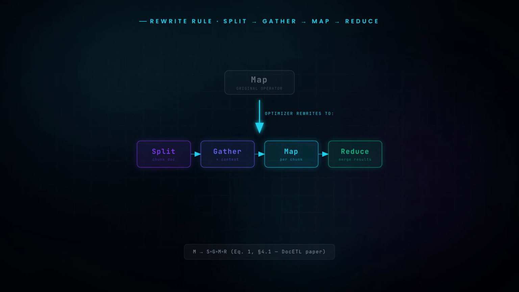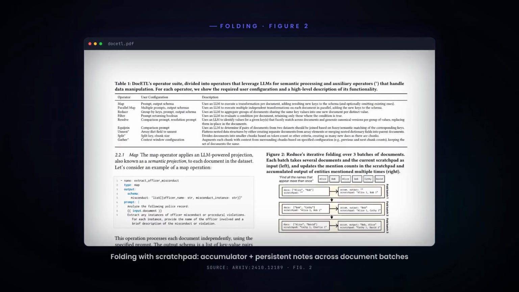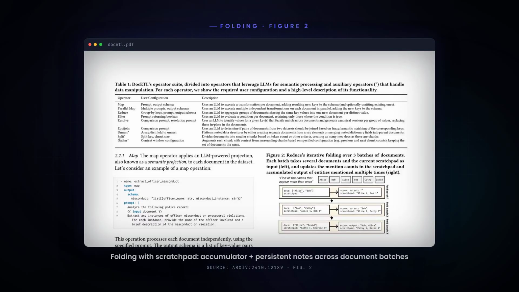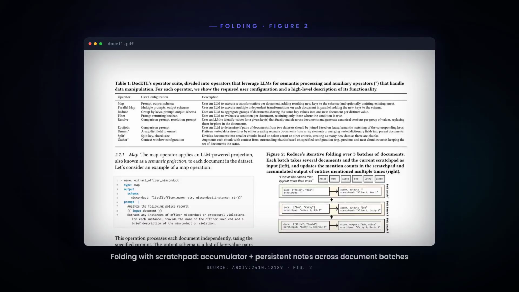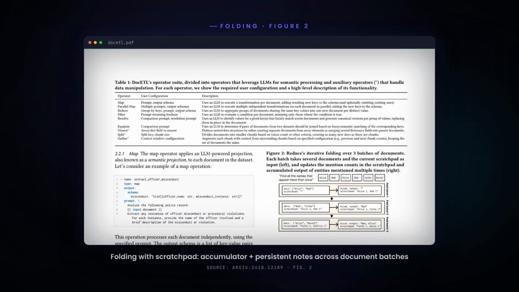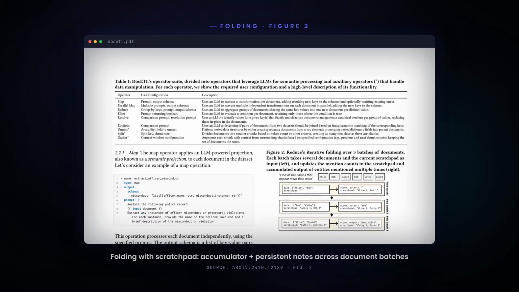DocETL defines 13 rewrite directives in 3 categories. These are directives, not rules. An LLM agent interprets each one in context and synthesizes concrete operations for the specific task and data at hand. Category 1. Data decomposition. The primary directive rewrites a single map into a split, gather, map, reduce chain. Instead of sending the whole document to the LLM in one shot, you split into chunks, gather peripheral context for each chunk, run the map per chunk, and reduce the results.